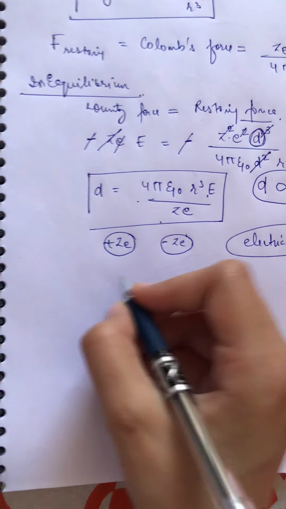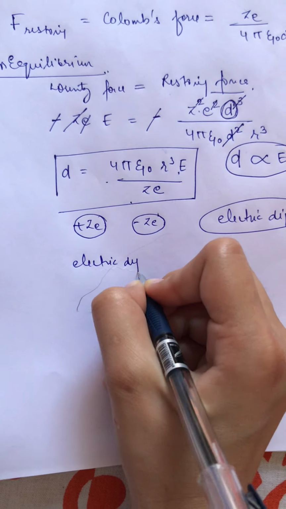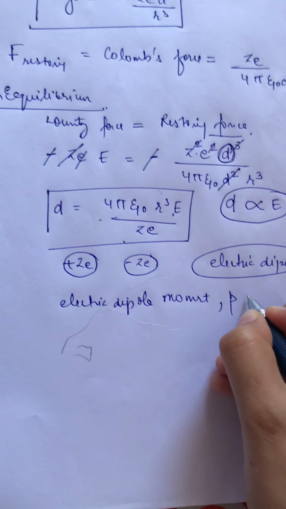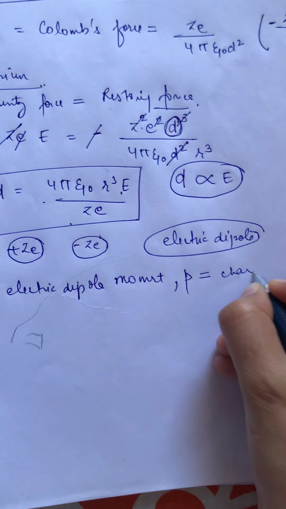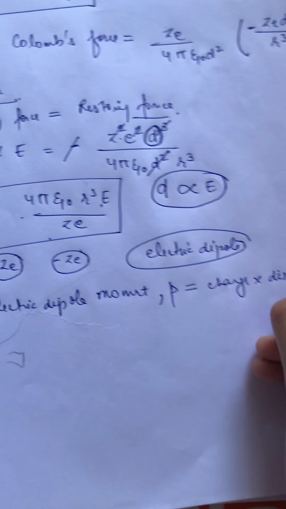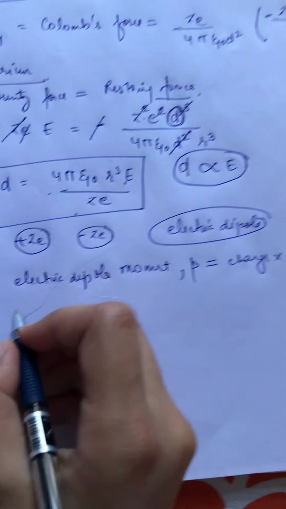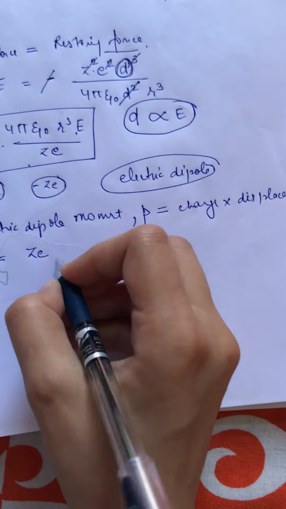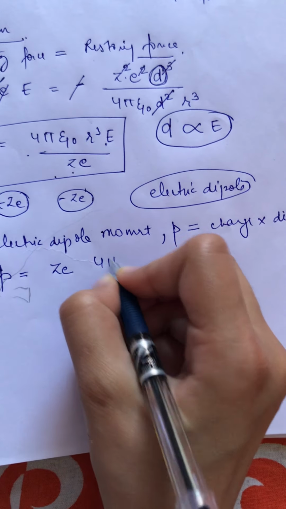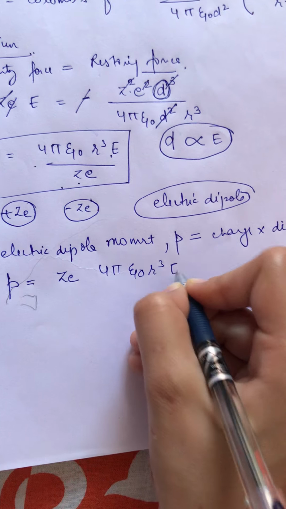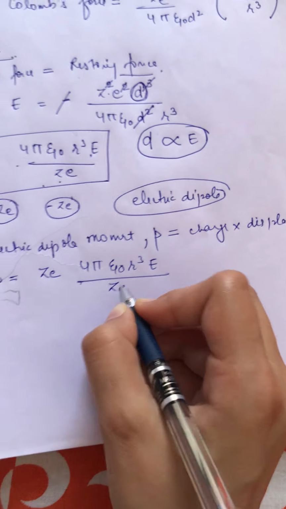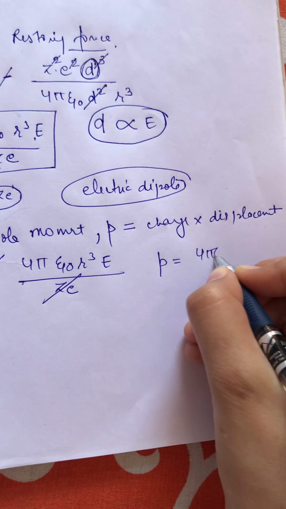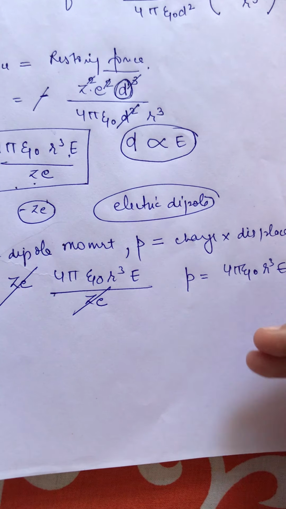Due to this, an electric dipole moment will also arise, that is P, which will be equal to charge into displacement. So the dipole moment comes to be, charge is Ze and d is, from this equation, 4 pi epsilon naught r cube E upon Ze. This will cancel out with this one. So the dipole moment becomes 4 pi epsilon naught r cube into E.